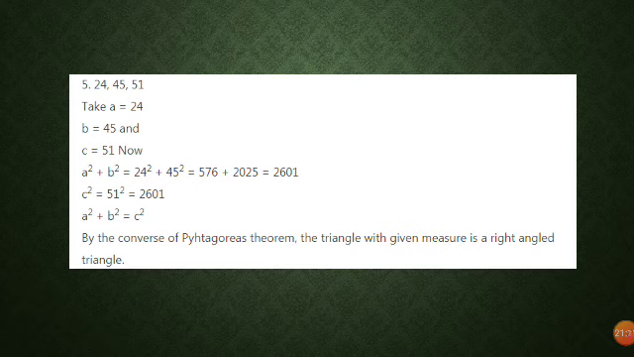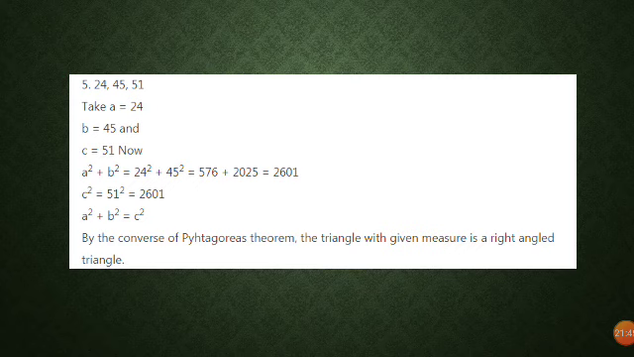Did you understand? A is equal to 24, B is equal to 45, C equal to 51. So 24 square plus 45 square. 24 square value 576, 45 square value 2025. So we get a value 2601. C square equal to 51 square. 51 square value 2601. So we get a value A square plus B square equal to C square.